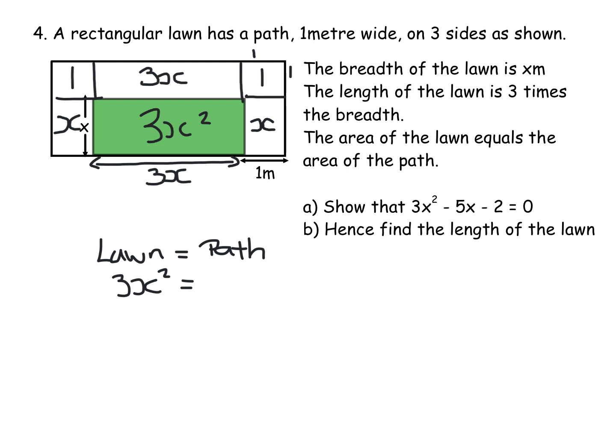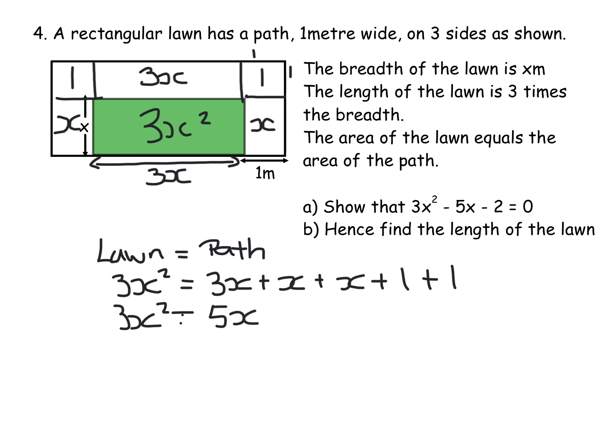So the total area of the path would be 3x plus x plus x plus 1 plus 1. And then we'll tidy that up. Well, that would be 5x plus 2. And if you have a look at what I've got compared to what they've got, all they've done is they've taken everything to the left-hand side, which we are going to do. So that becomes negative 5x and negative 2. So that's part A done.